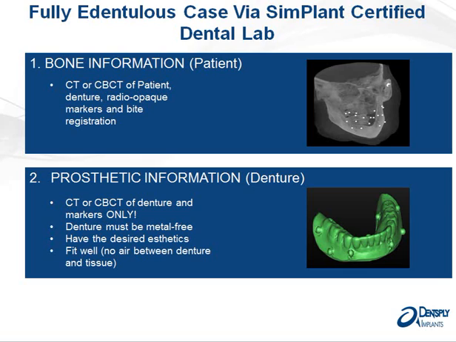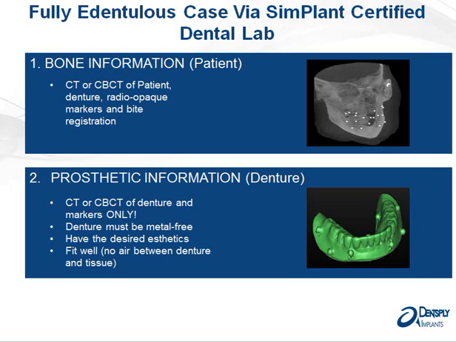So essentially, the dual scan is, as its name states, two scans. The first one is with the patient with a denture, radio-opaque markers, and a bite registration. And then the second scan is the prosthesis and the radio-opaque markers alone, so no patient. So the patient only gets scanned once here.